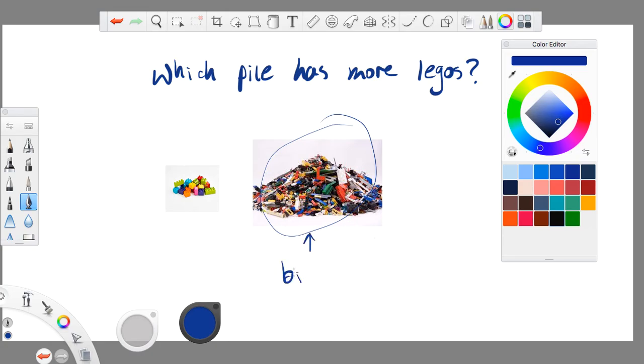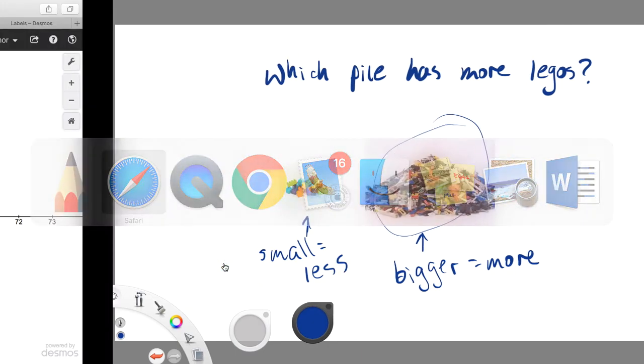You think bigger equals more, right? Smaller equals less. That's been true for most of your life. But because of that, you might get yourself into trouble when trying to interpret box and whisker plots.